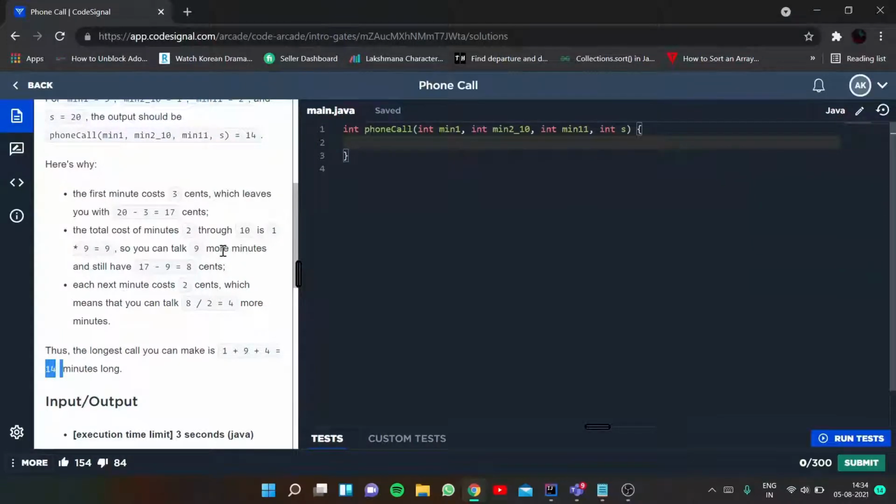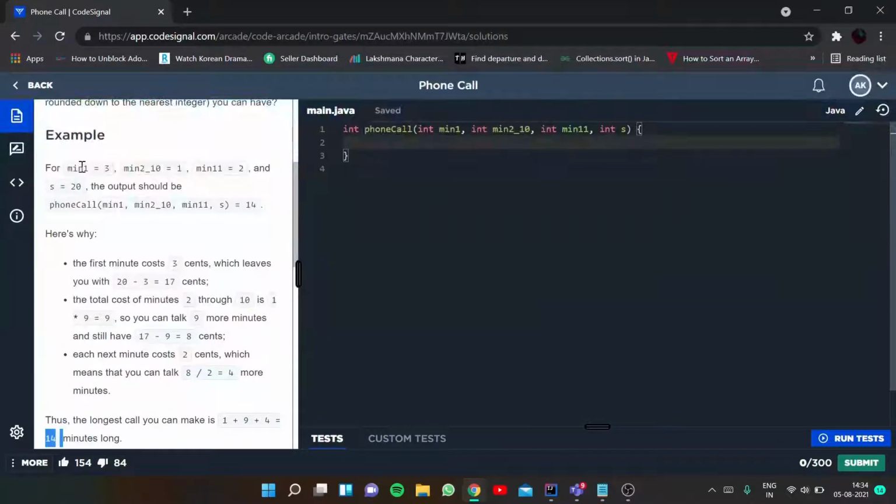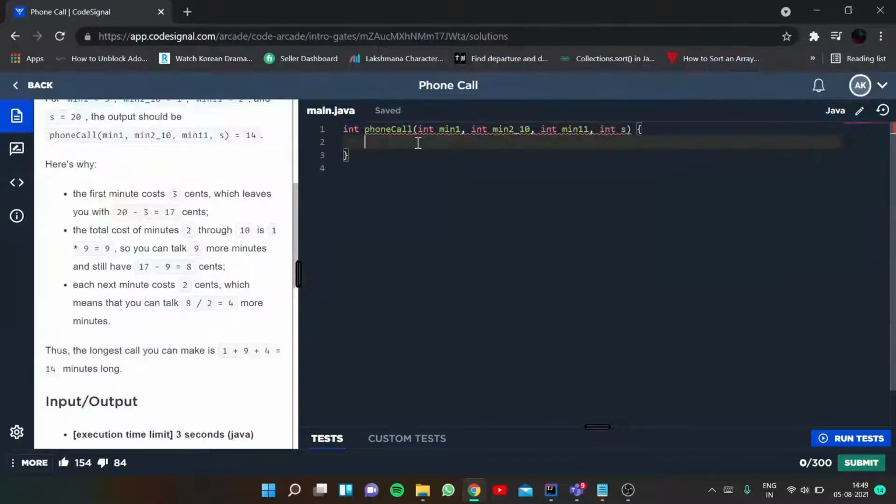From this, what we understood is we have to check from the first minute, then the second to 10th minute, then the 11th minute. We have to check whether the money is equal to 2 or something, and then directly close it. First we have to get the total duration, and that's what we are going to return. So I'm just declaring total duration as 0.